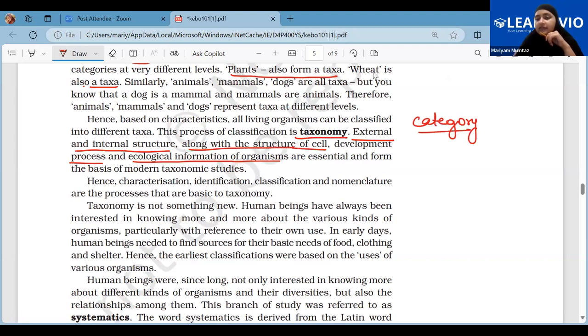Okay, for example, if the category is egg-laying mammals, or sorry, if the category is those organisms that give birth to young ones. So then, mammals, right? Mammals are the ones that give birth to young ones. And then this mammals is a taxa, meaning it is one kind of category.